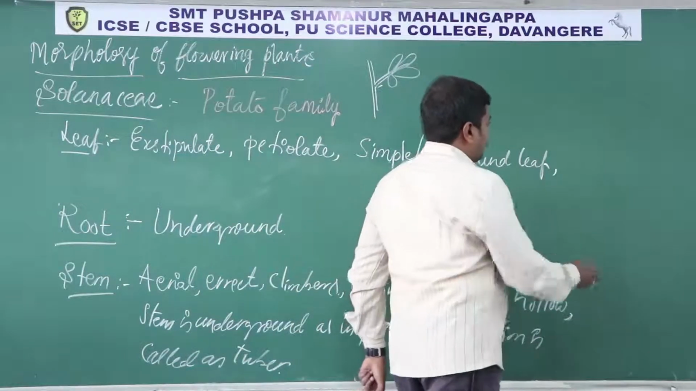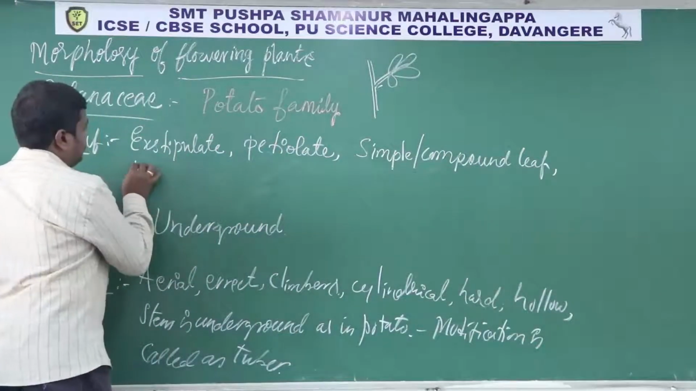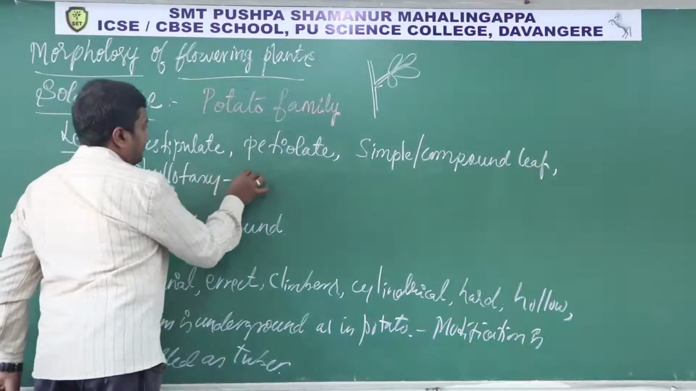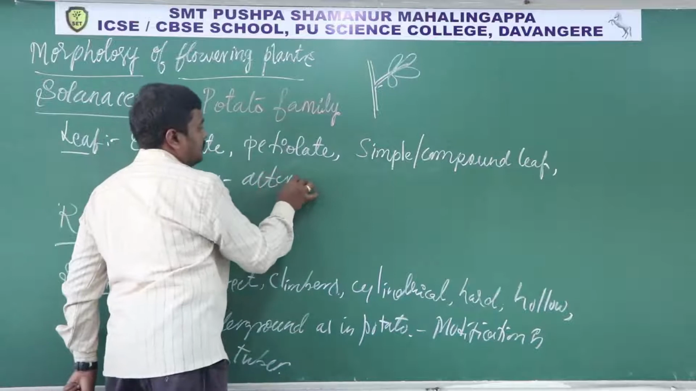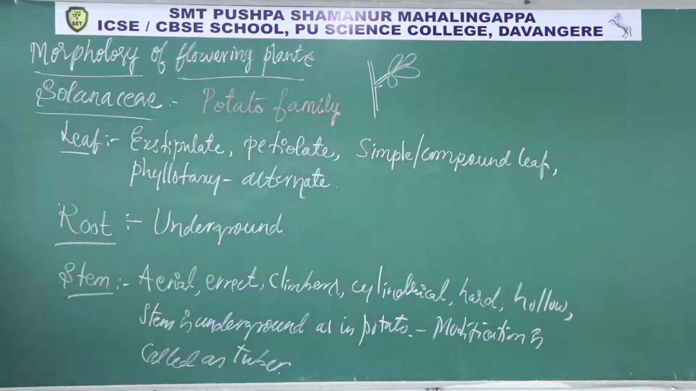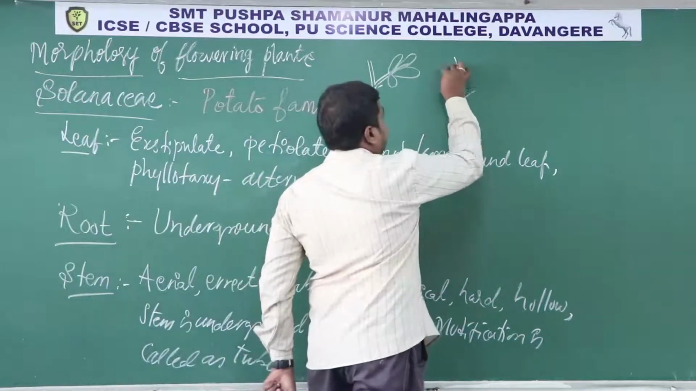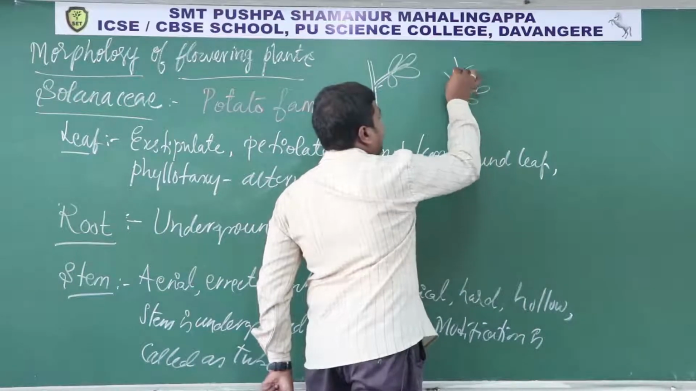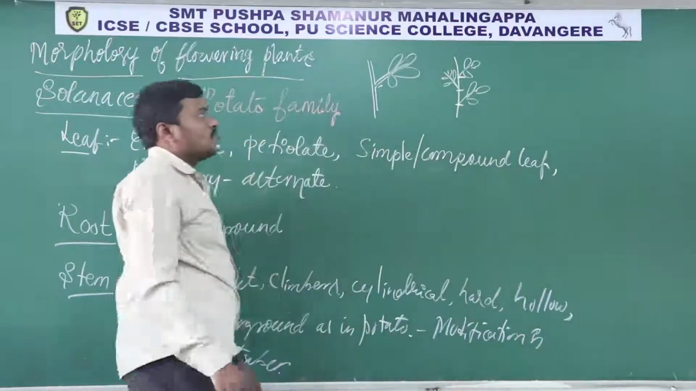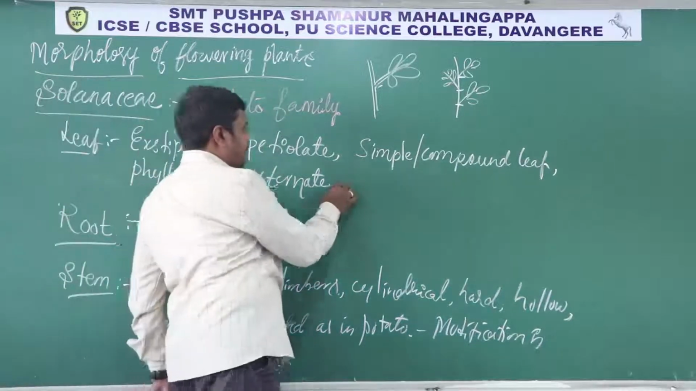Then with respect to phyllotaxy, it is alternate. Alternate means the leaves are arranged alternately like this, each node bearing only one leaf. That is alternate phyllotaxy. Then venation.